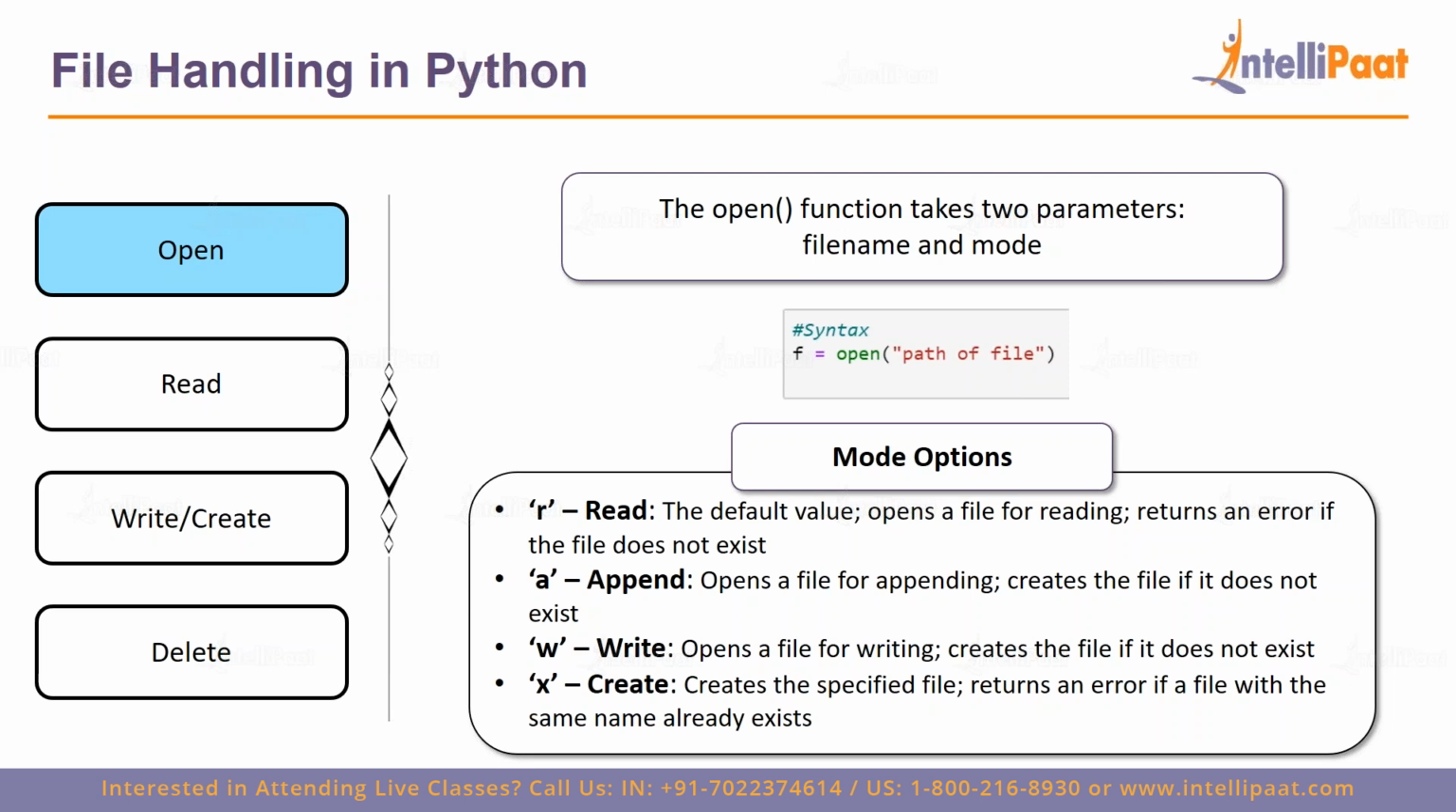The a mode makes it append. This means that anything that's existing in the file, don't overwrite it. Just add data at the end of it. Then there's w, which stands for write. This opens the file and creates it if it doesn't exist, and it overwrites any data that's already existing. So that's the difference between writing and appending. Appending adds data to the end of the already existing content in the file. Writing will overwrite everything. Then there's x, which basically just creates the specified file, and it will return an error if the file already exists with the same name.